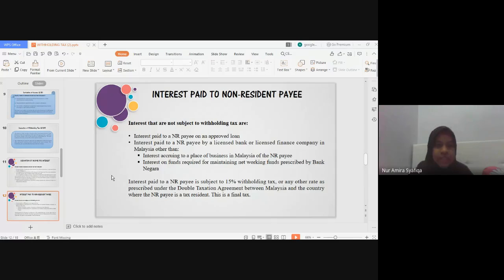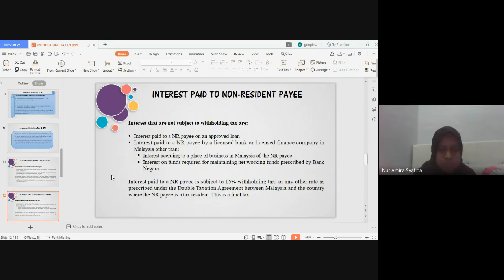Interest that is not subject to withholding tax includes interest paid to a non-resident payee on an approved loan, and interest paid to a non-resident payee by a licensed bank or licensed finance company in Malaysia, other than interest accruing to a place of business in Malaysia of the NR payee, and interest on funds required for maintaining a networking fund prescribed by Bank Negara.